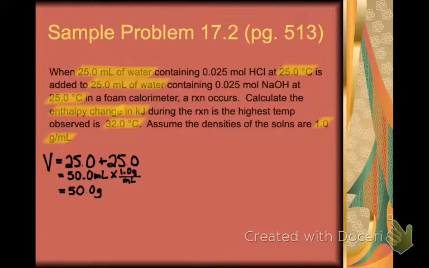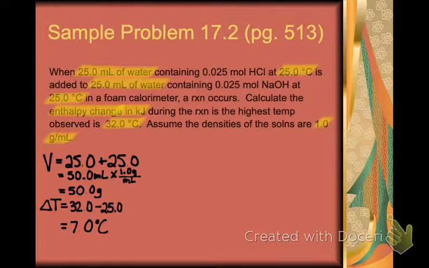The next thing that I want to look at is that delta T. So delta T is my final temperature, T final minus T initial. My final temperature was 32 degrees minus my starting temperature of 25 degrees. So I have a temperature change of 7 degrees C.